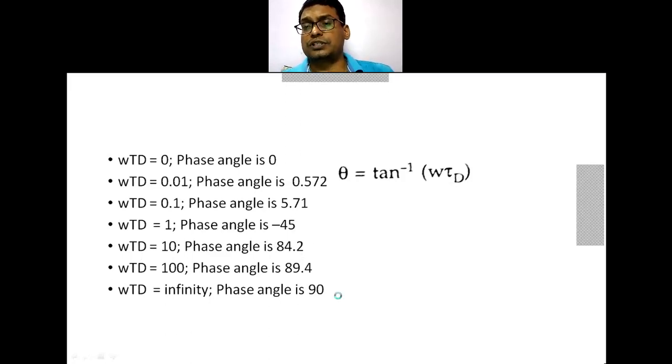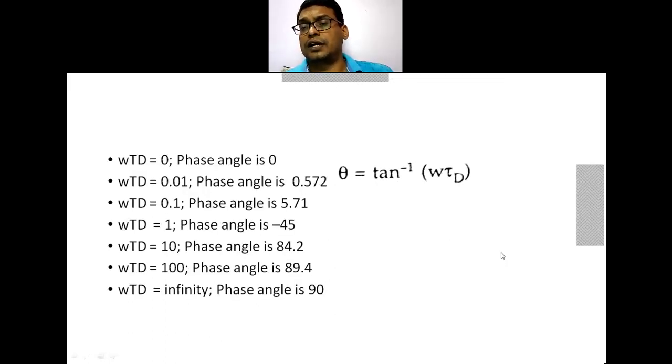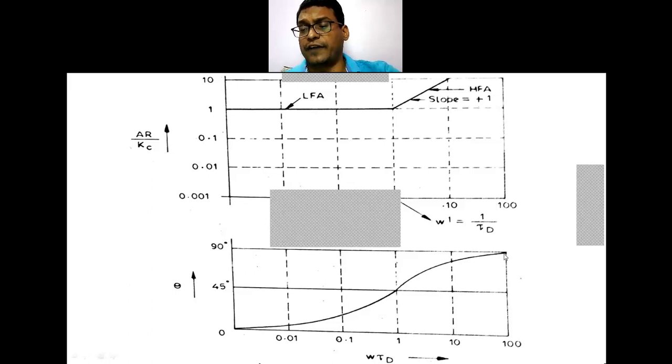So this is a graph consisting of theta, the phase angle, and omega tau d values. So for 100, that comes as 89.4. That means here you have reached the 89.4 numerical value.